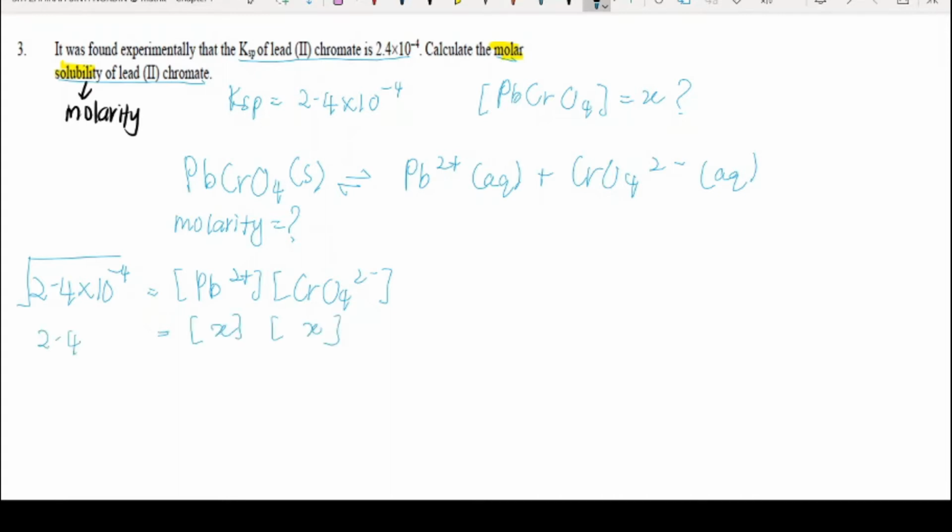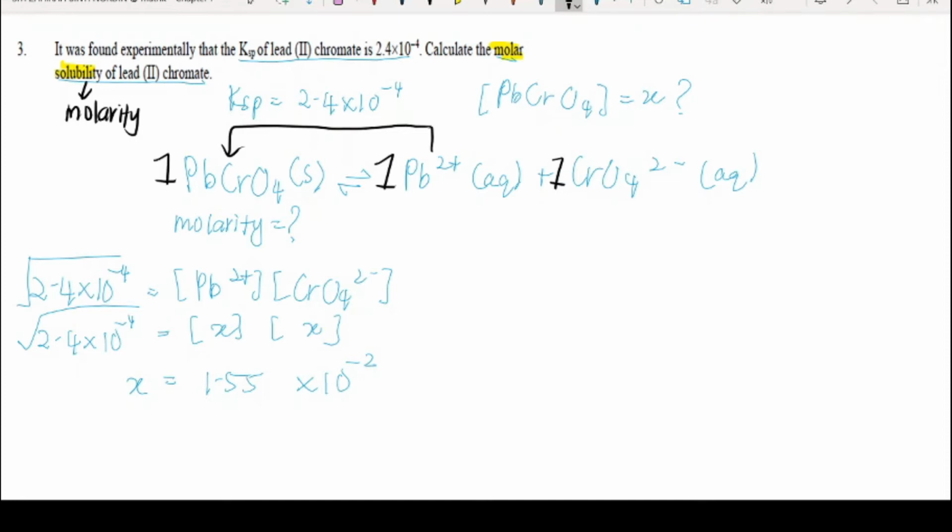So you've got the X as 1.55 times 10 to the power of minus 2. So please relate that. Pb2+ and CrO4 2 minus both have mole of 1, which is the same as your salt. So your concentration of PbCrO4 would be the same as the product.